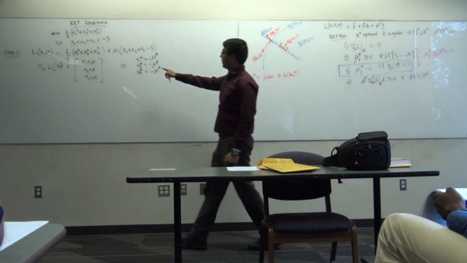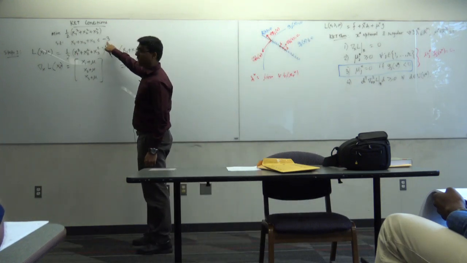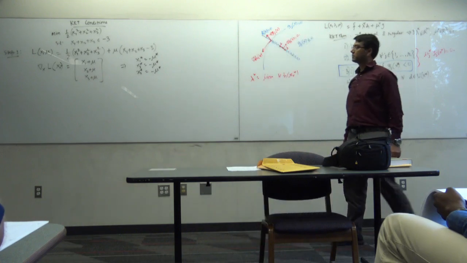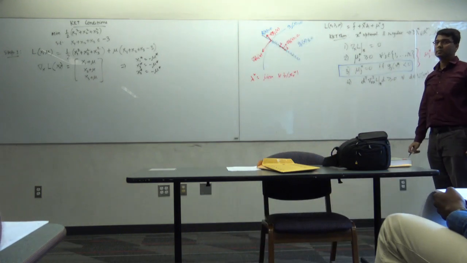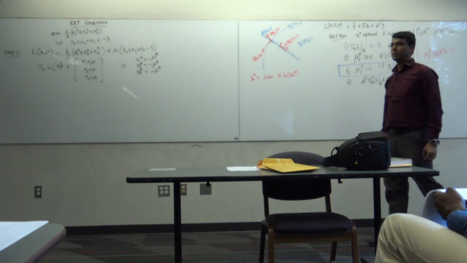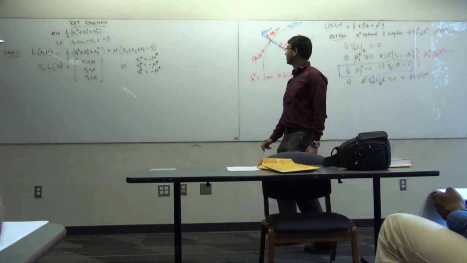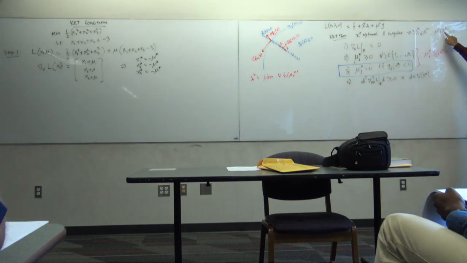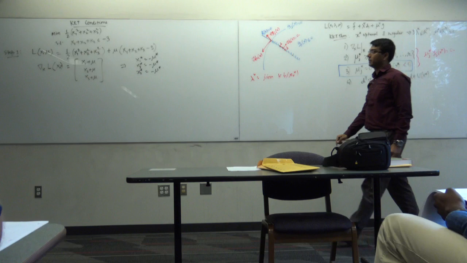Okay, mu is a scalar here because you only have one inequality constraint. Well, not active, just the number of inequalities. So mu star is in R^r, lambda star is in R^m. M is the number of equalities and r is the number of inequalities.